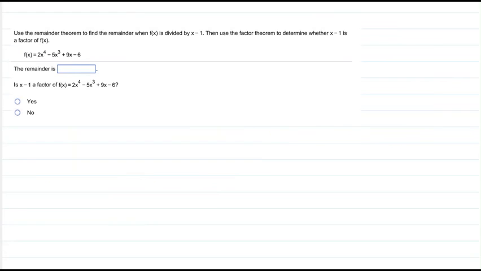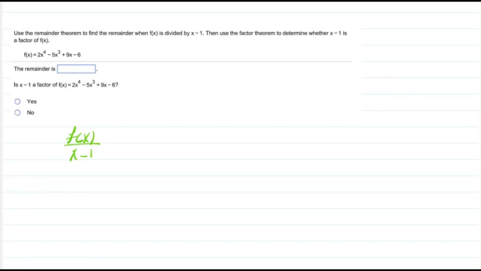Next question. In the next question, we want to use the remainder theorem to find the remainder when f of x is divided by x minus 1. This is f of x. I want to know what is the remainder when I divide f of x by x minus 1.